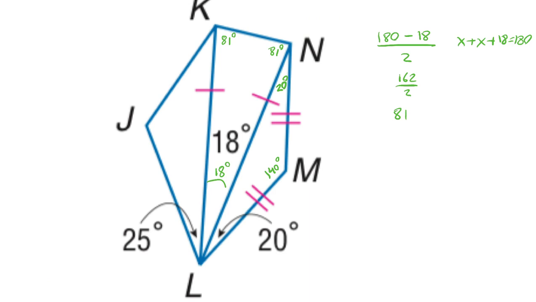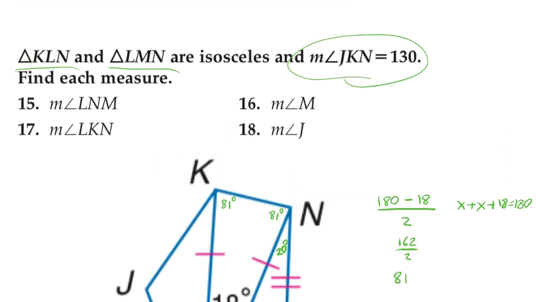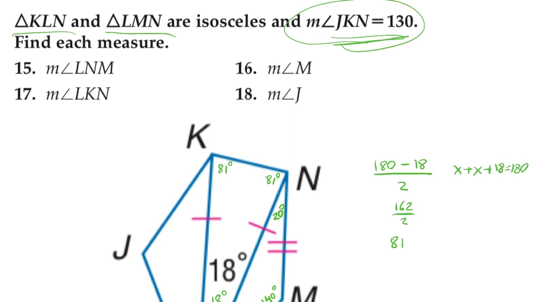Now, if you didn't read the given, you'd be stumped. You'd be like, well, what can I do in this other triangle? I got 25. It's not isosceles. I don't have another angle, but you do. JKN is 130. So if this whole angle is 130, you go 130 minus 81. That's almost 50. That's 49 degrees left over. So that means this is 49 degrees.